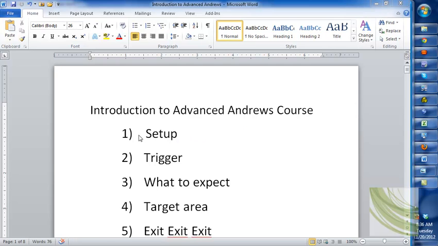So what we're looking for are 5 different things, really. First thing we look for is a setup. And then after we have a setup, we're looking for a trigger that triggers the entry. And then we're looking for what to expect, because if things aren't within what we expect, we probably want to get out. Don't take on any additional risk, because remember, trading is risky. And then how to figure out a target area, which is really easy. And then there's exit, exit, exit.